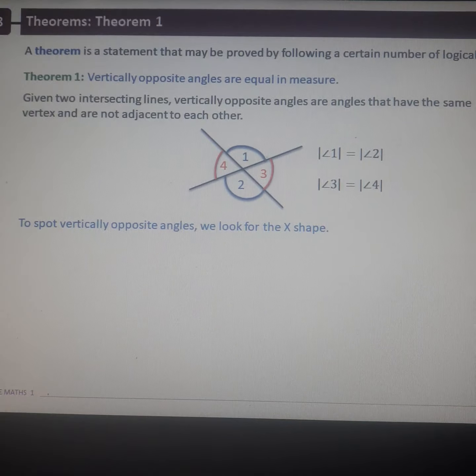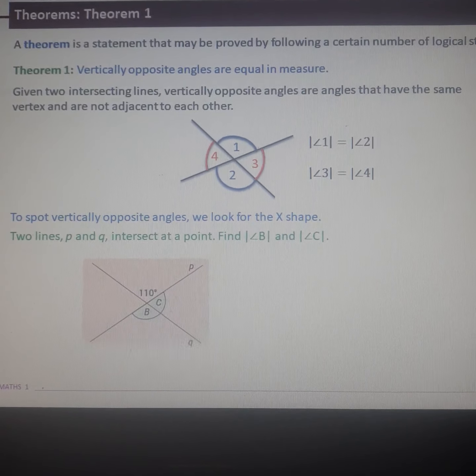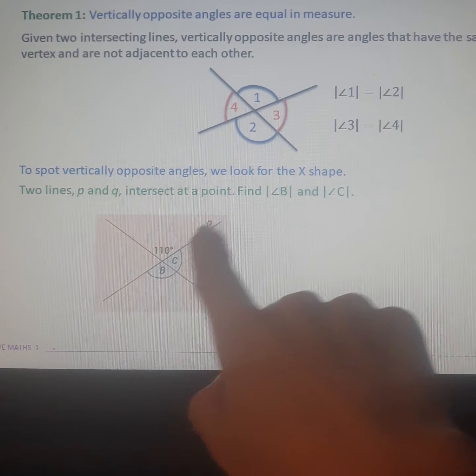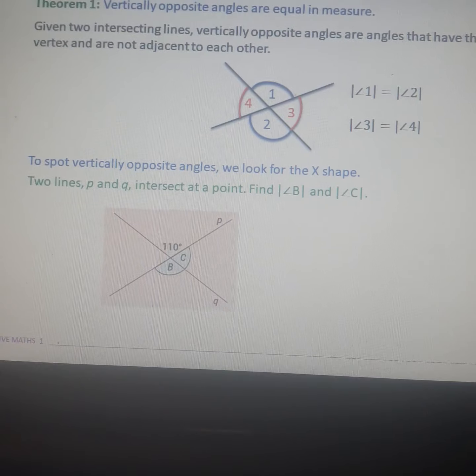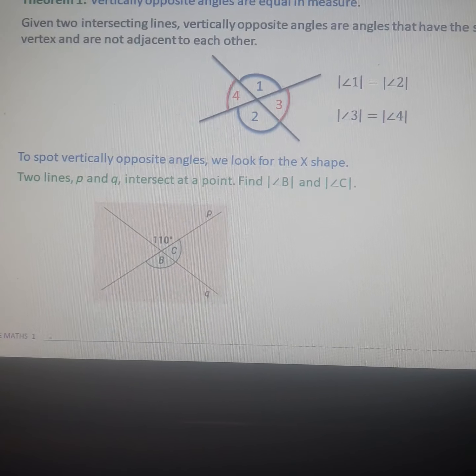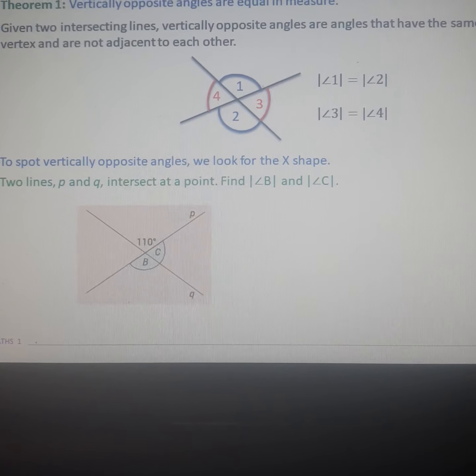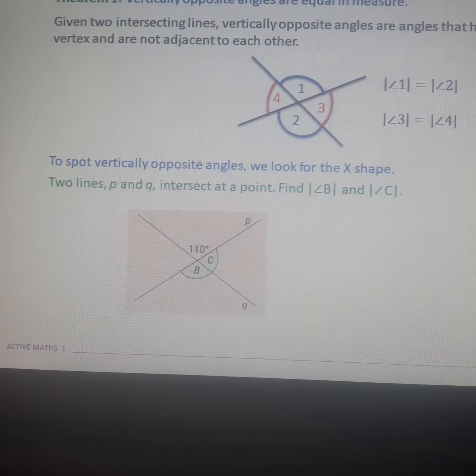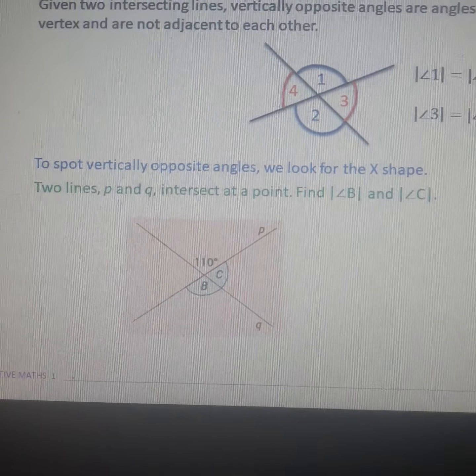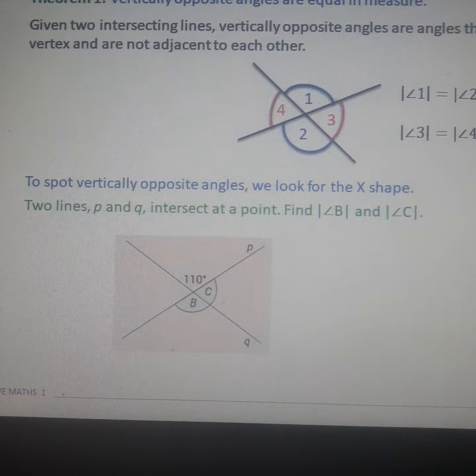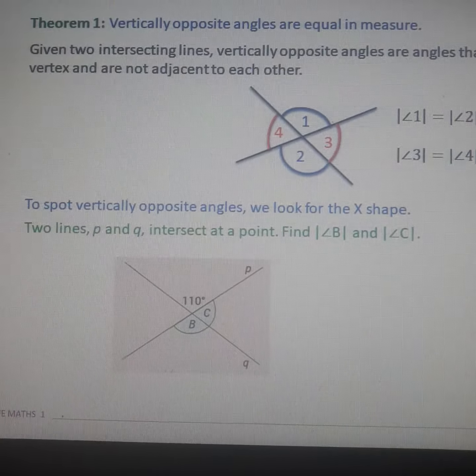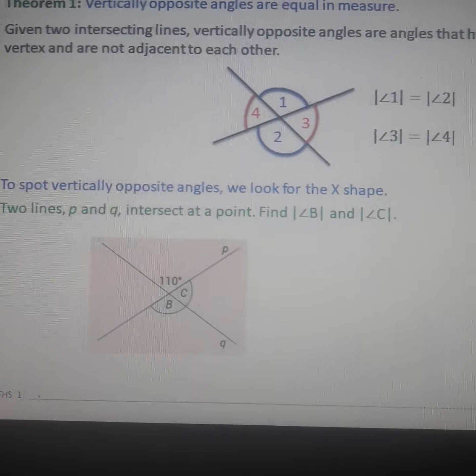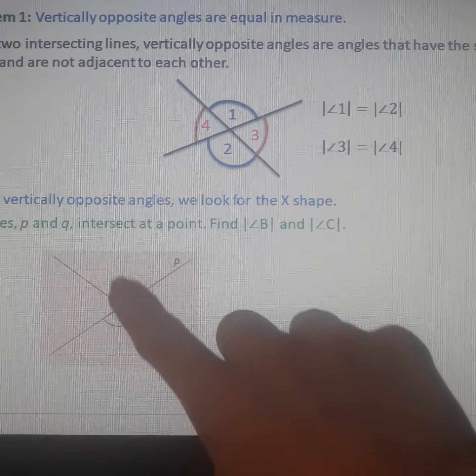To spot vertically opposite angles, we look for the X shape, like what we have here. Just two lines P and Q, which intersect at a point. Find angle B and find angle C. Look at the diagram for a second and think about what you now know about vertically opposite angles. Could you spot anything? Let's look at the angle 110 degrees. What angle is vertically opposite that we'd be able to guess straight away? It would be B. B would be 110 degrees because vertically opposite angles are equal to each other.